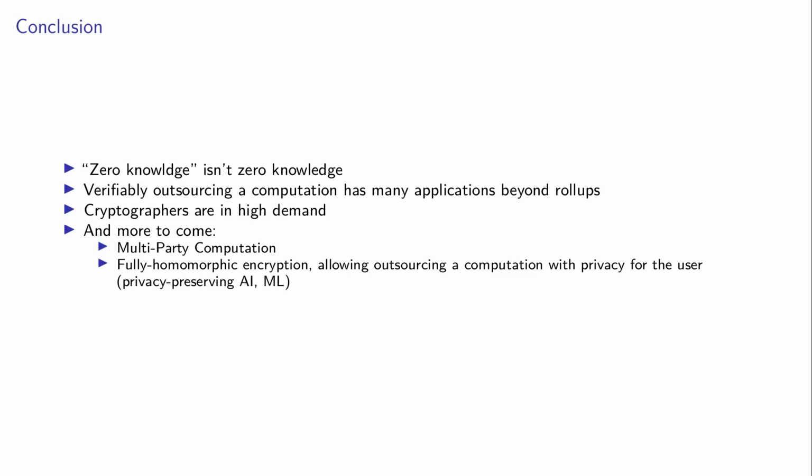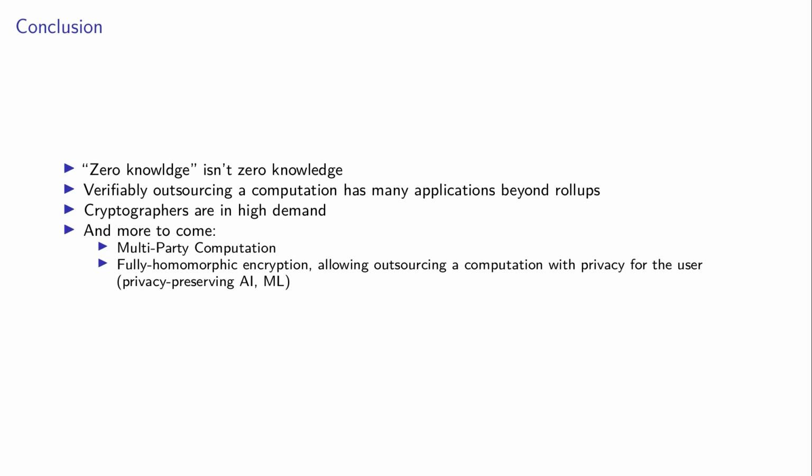Well, we know now that zero knowledge actually is an ambiguous term, and in its traditional meaning, zero knowledge often isn't used as zero knowledge, but as a way to talk about succinct proofs. Verifiably outsourcing a computation has many applications beyond rollups, so that's just a second important point. A large interest is now about rollups, but I think there are many applications beyond rollups. Cryptographers are in high demand, which should be obvious, and it's even expected to become worse.